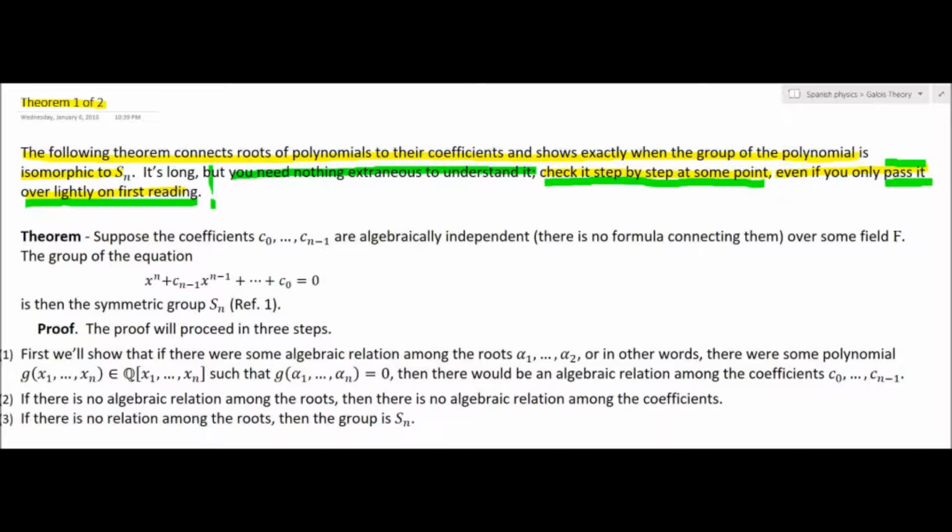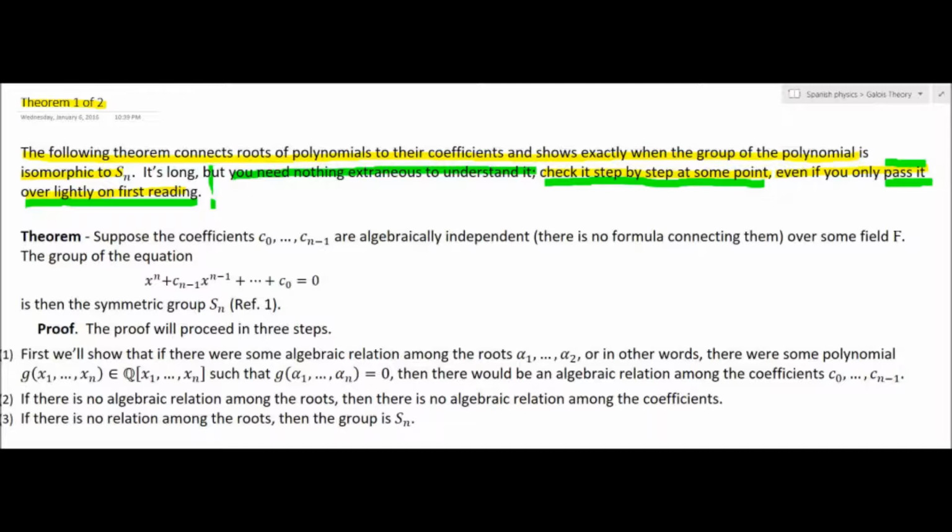Okay, I think you can read the first 3 steps that will outline the proof, and I think those are what correspond to the next 2 or 3 pictures. First we show, and I'll let you read bullet 1. Second, we show that, and finally, step 3: if there's no relation among the roots, then the group has to be the permutation group Sn.